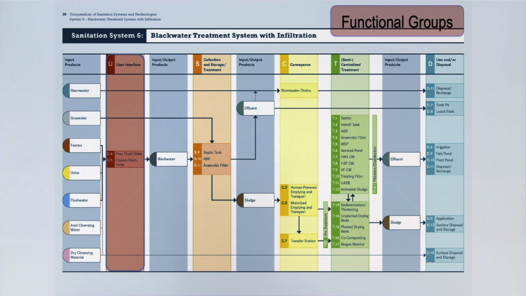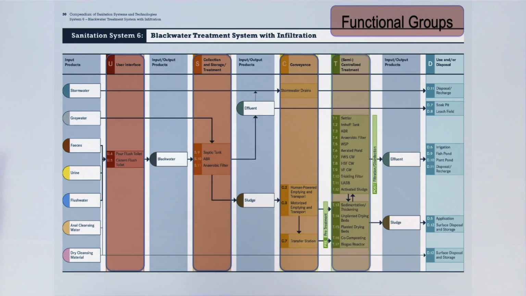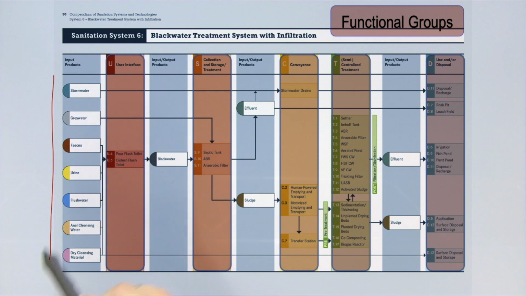Now we're going to focus on the functional groups. The titles of each functional group are listed across the top and are color-coded the way they were before. Within each functional group column, there are technology boxes. Each technology box under each functional group heading lists the possible technology choices for that functional group for that product. In essence, it is like a matrix. The products are listed on the left and are flowing from left to right.